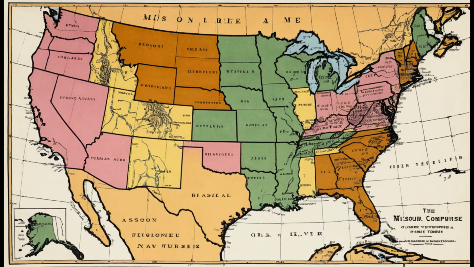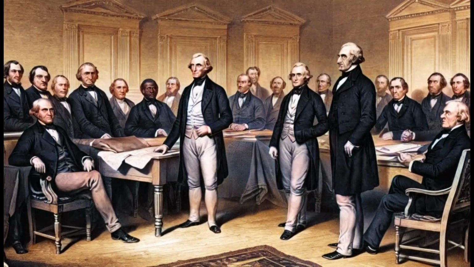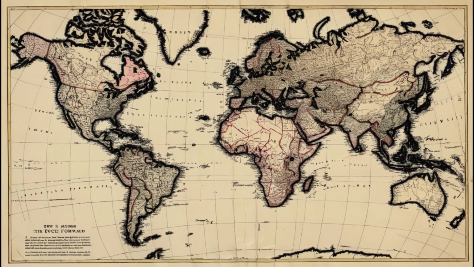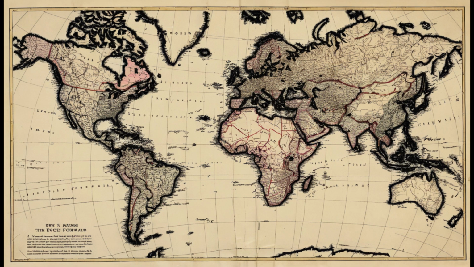The Missouri Compromise temporarily settled the question of slavery in new territories. However, it also revealed just how contentious the issue was. This compromise created an uneasy peace between free and slave states. But as America continued to push westward, it was clear that this peace couldn't last forever.